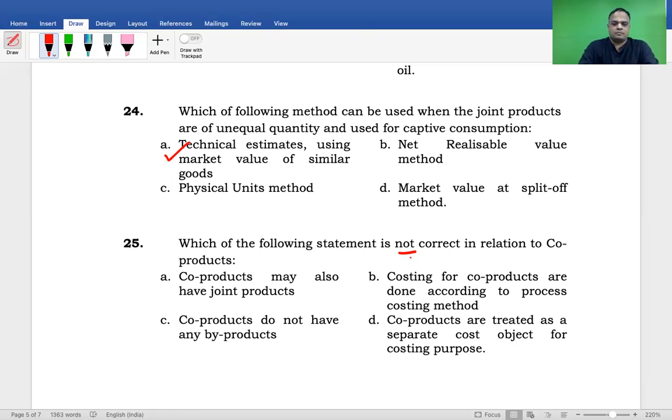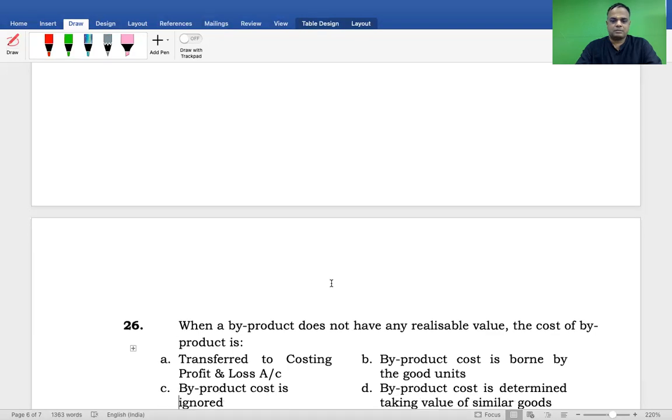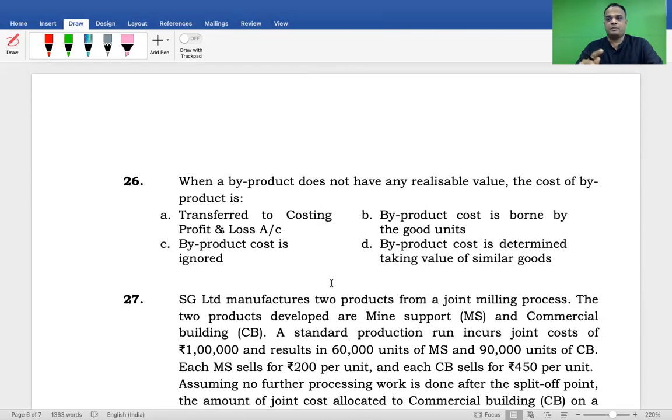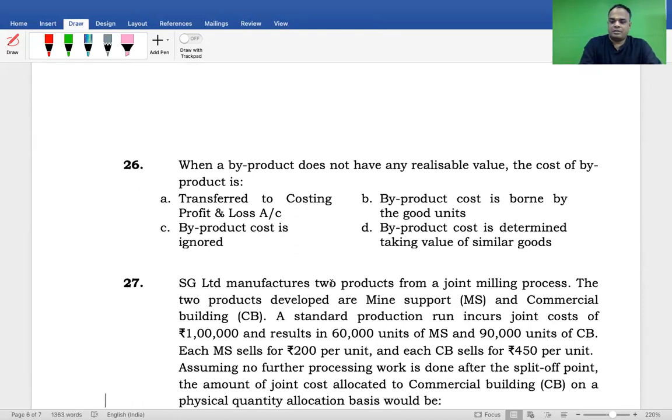Costing for co-products is done according to the process costing method. Co-product does not have byproduct is not the correct answer. Co-product also may have byproduct. Read joint product and byproduct again, it does not refer to co-product. Read and see. Next.